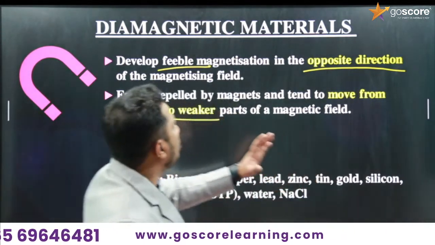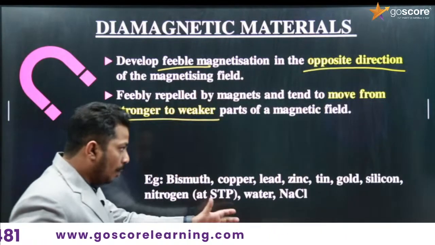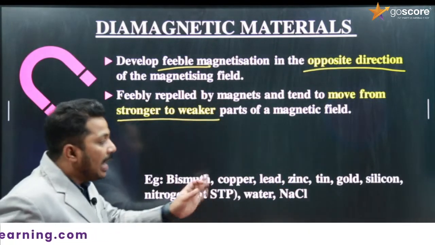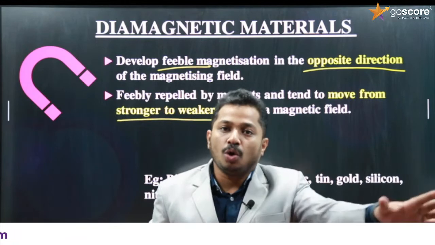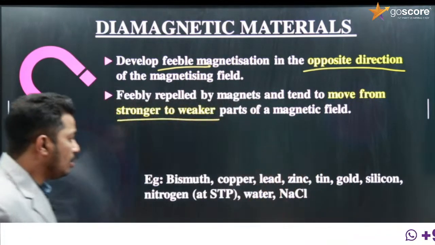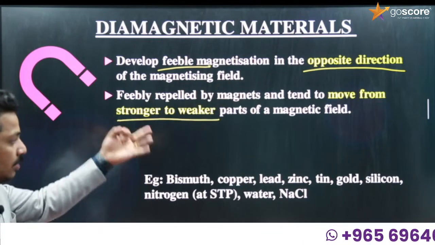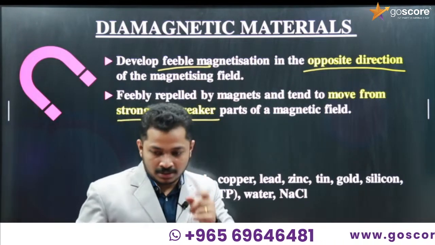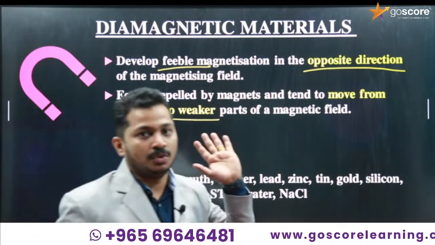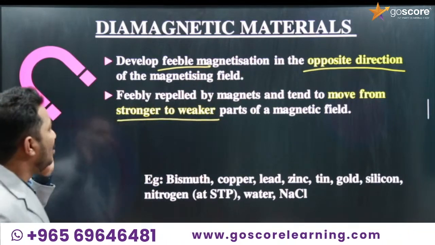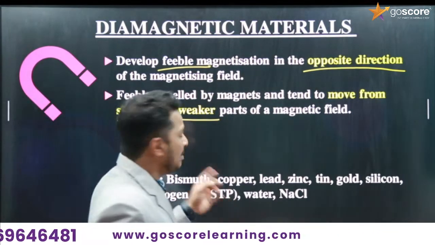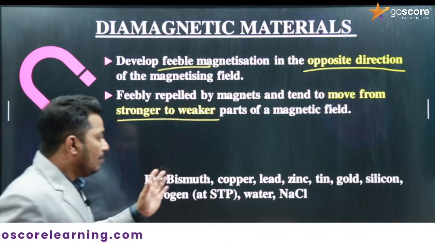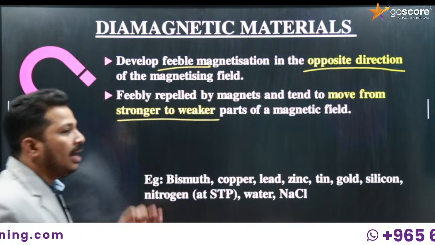Examples of these kinds of materials are bismuth, copper, lead, zinc, tin, gold, silicon, nitrogen at STP, as well as water and sodium chloride. Sodium chloride is common salt. What is STP? STP means standard temperature and pressure. Those who are good in chemistry will understand what STP is. So bismuth, copper, lead, zinc, tin, gold, silicon, nitrogen, water, NaCl are examples of diamagnetic material.